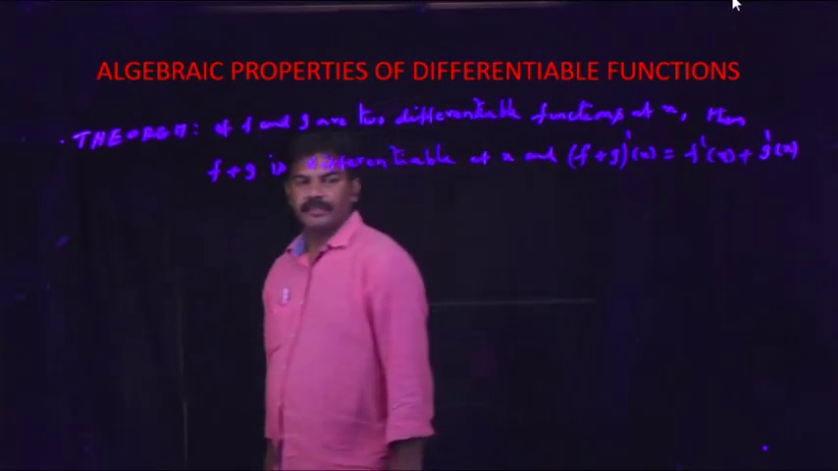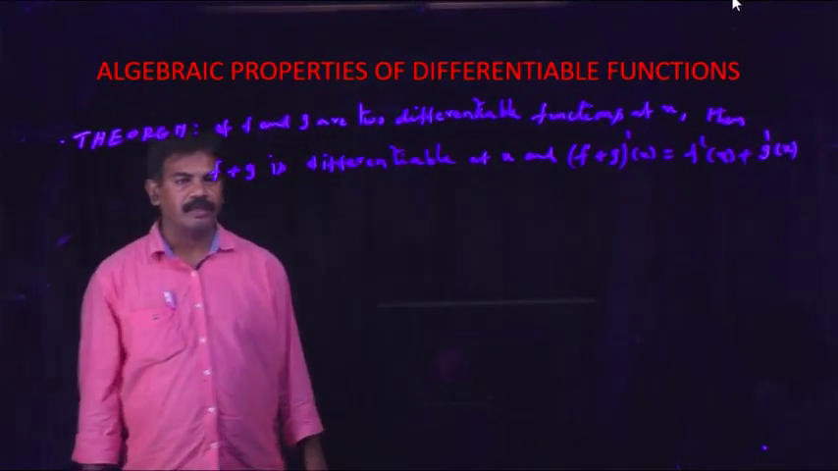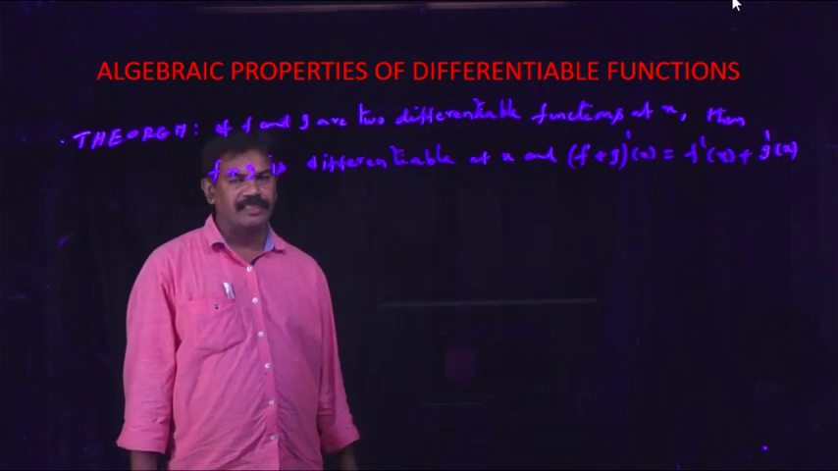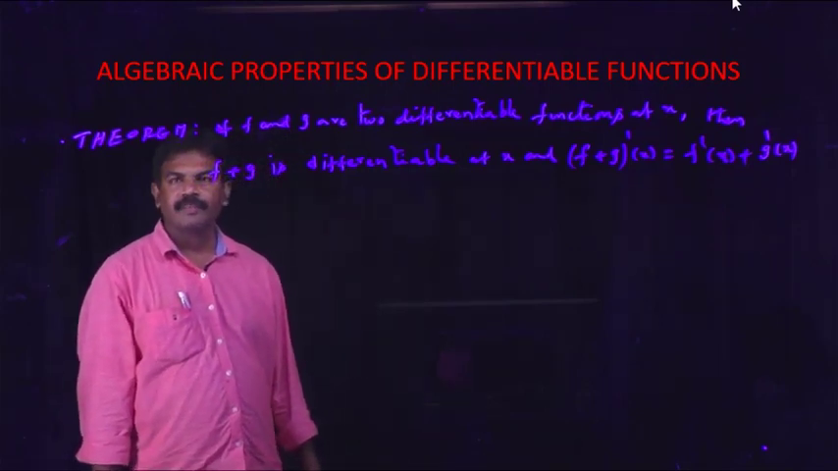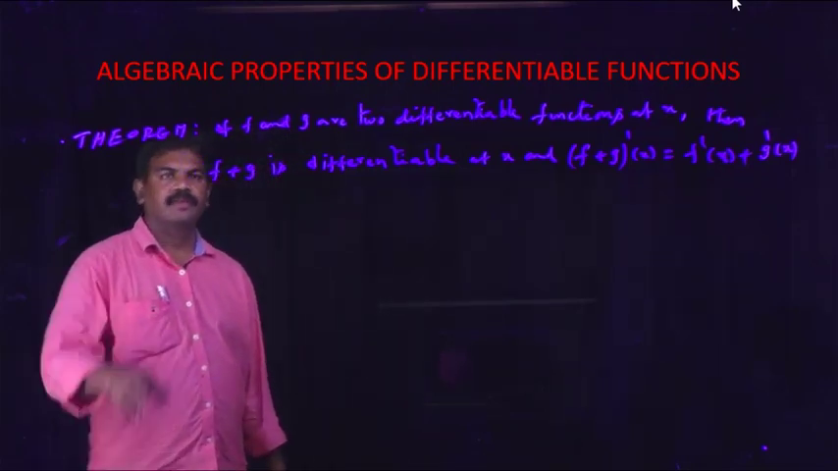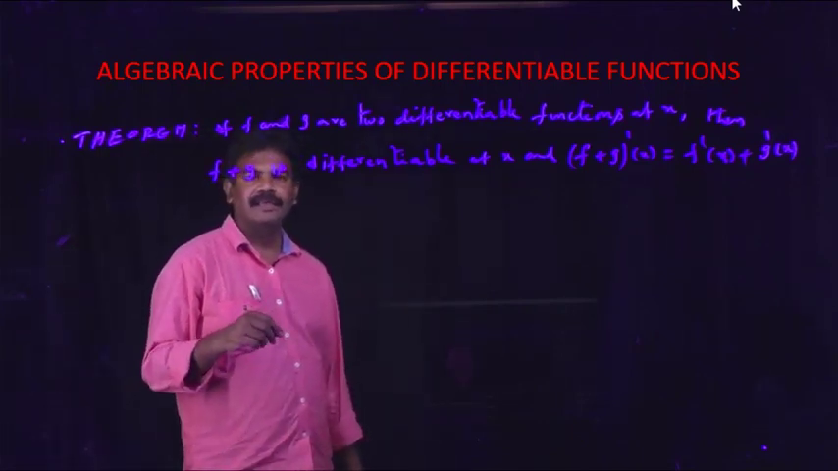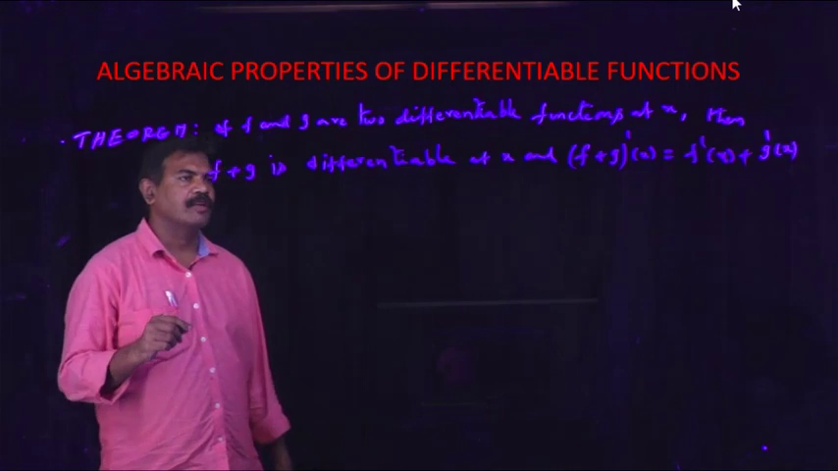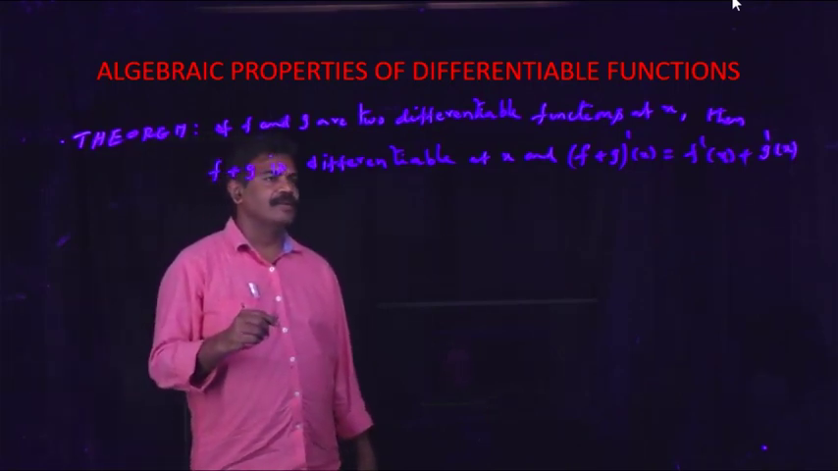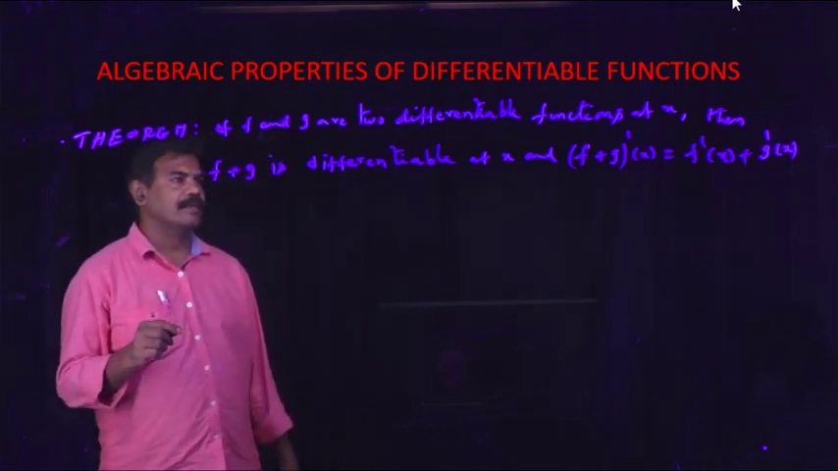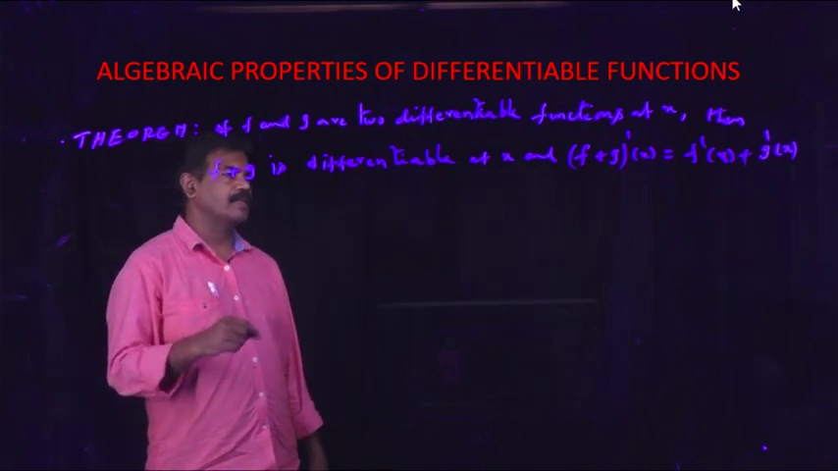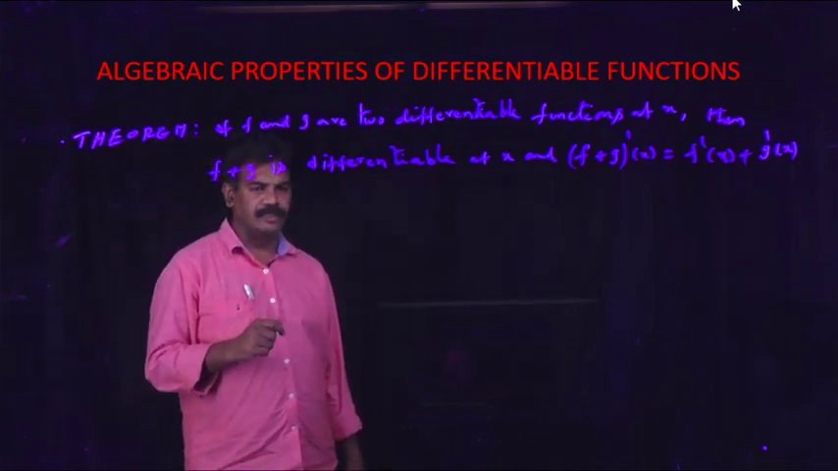Dear students, now I am going to discuss the algebraic properties of differentiable functions. First one is the theorem. If f and g are two differentiable functions at x, then f plus g is differentiable at x, and (f plus g) dash of x is equal to f dash x plus g dash x.